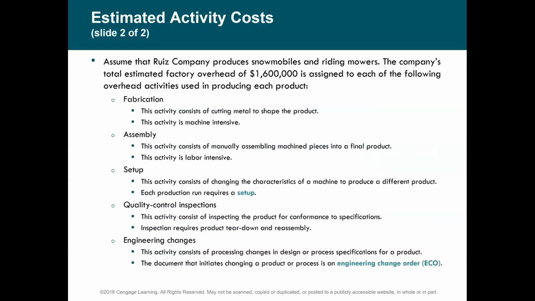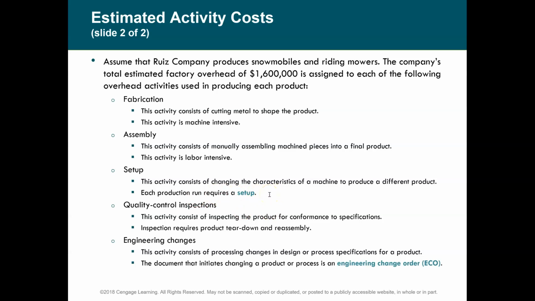And here's an example. We've got a company that produces snowmobiles and riding mowers. I guess that makes sense. The company's total estimated factory overhead was $1.6 million. Fabrication was cutting metal to shape the product, and it's machine intensive. Assembly is manually assembling machine pieces into a final product, and this was labor intensive. I don't know why this isn't direct labor, but they're putting it inside of overhead, so we'll just go along with it. Setup is changing the characteristics of a machine to produce a different product, like changing those settings, so that each production run requires a setup.